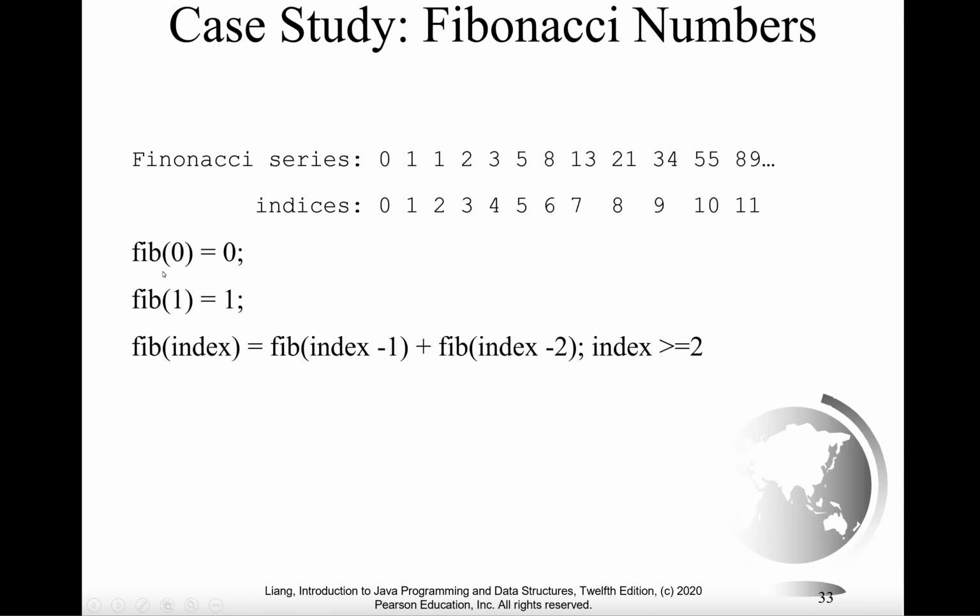We use recursion to find the Fibonacci numbers as Fib at index 0 is 0, at index 1 is 1. At this index, Fib(index) is the previous two added together. We compute the previous two, Fib(index - 1) plus Fib(index - 2). It is very natural to use recursion to define the Fibonacci numbers, and we can write the code using recursion now.